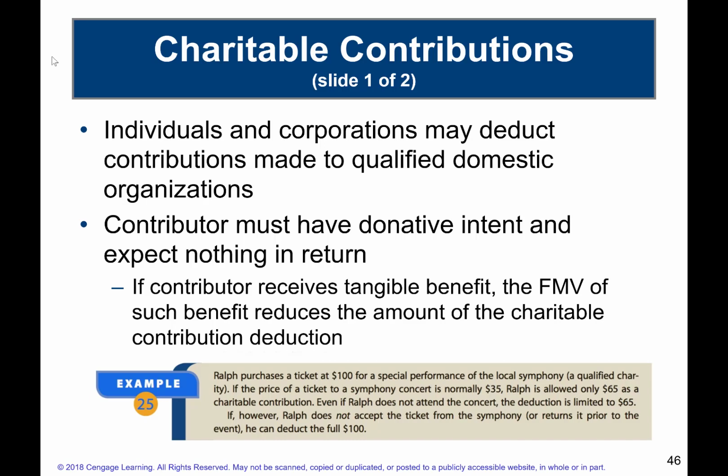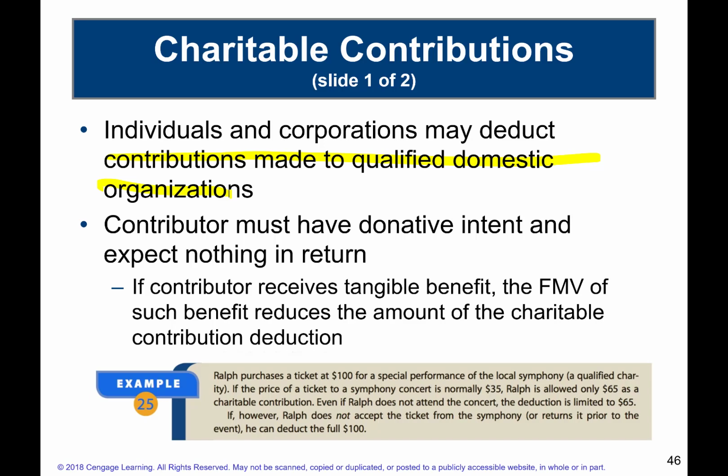Okay. All right. Charitable contributions. They will allow for charitable contributions, but they'll let you take an itemized deduction, remember, we're in itemized deductions now, but it has to be to qualified domestic organizations. And we're going to see that they're going to have different categories for these qualified domestic organizations that they'll allow us to take our charitable contributions for.